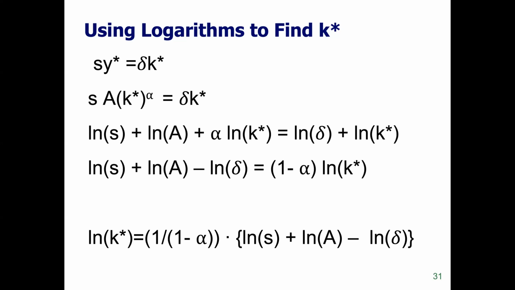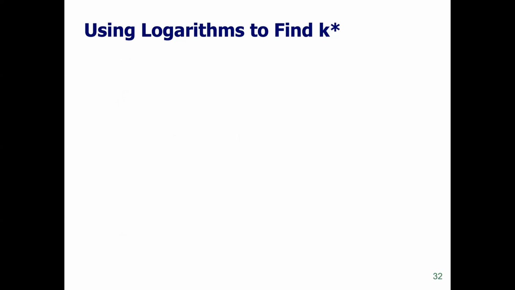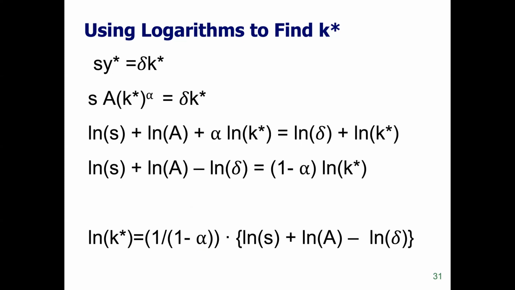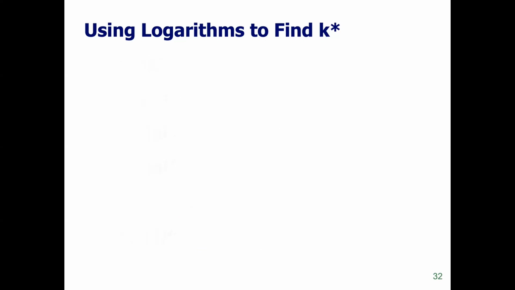Log K star is the quantity 1 over the quantity 1 minus alpha times the quantity log S plus log A minus log delta. One thing you can notice here is that a higher saving rate raises the steady state capital stock. Better technology raises the steady state capital stock, but a higher depreciation rate lowers the steady state capital stock.